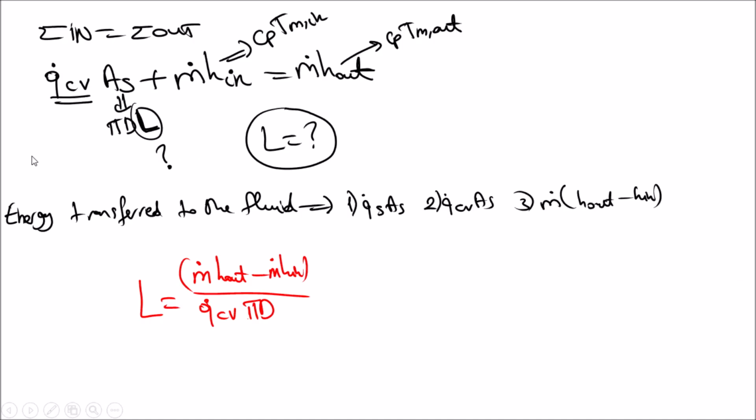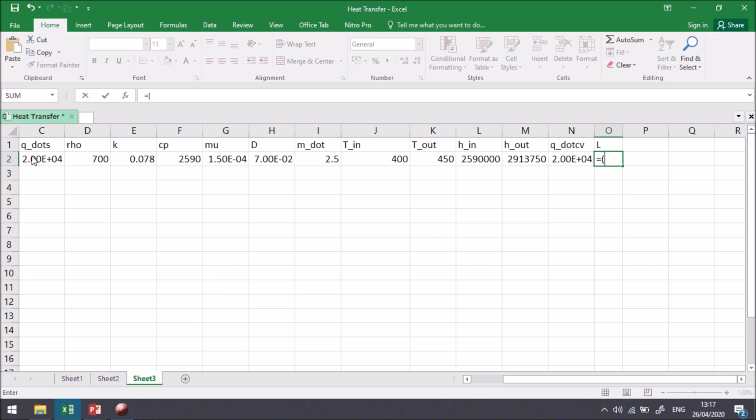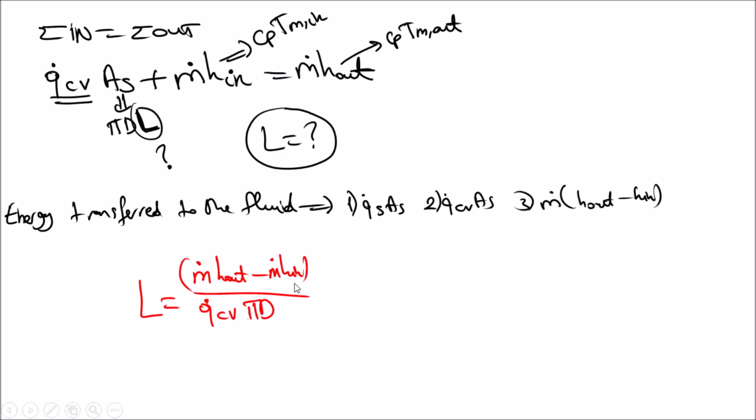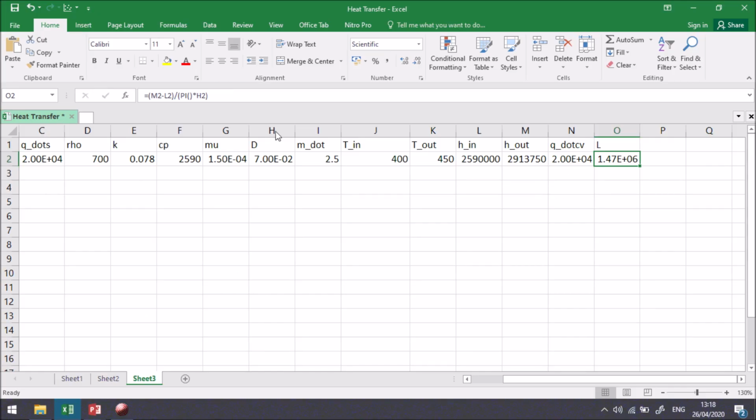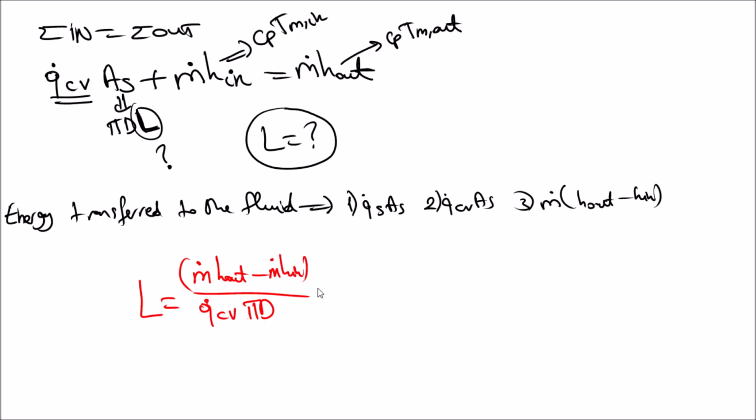So from here I will get L, it will be H out minus H in divided by pi into the diameter. And Q dot CV also, there should be Q dot CV here. So if I multiply with Q dot CV value, okay, and you have the 74 meters. Okay, the L is 74 meters. I have finished the first part.